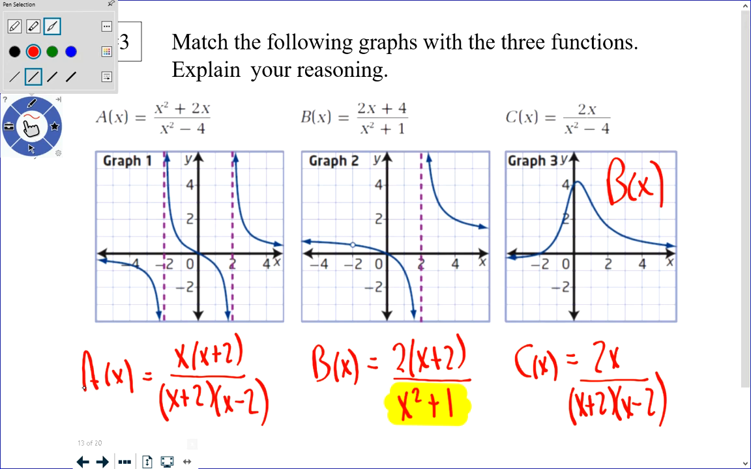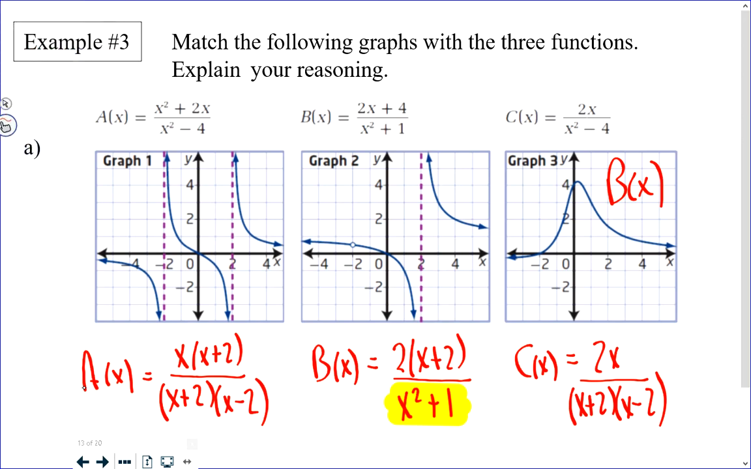When we take a look at c of x, it has a non-permissible value of negative 2 because of this factor, and a non-permissible value of positive 2 because of this factor, and neither of those factors cancel, which means we're going to have 2 vertical asymptotes. That tells us that c of x must be graph 1.